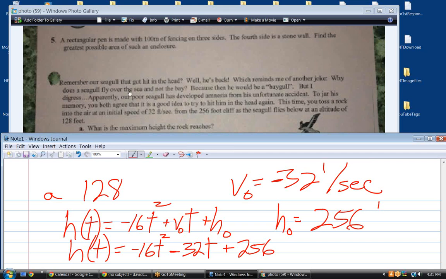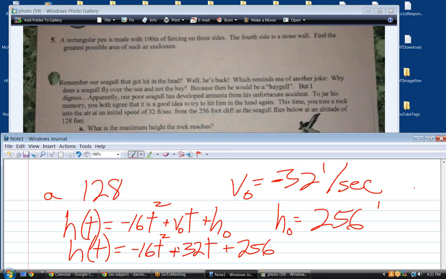Now this problem references a previous problem, right? Do you remember what the previous problem was? Were you trying to hit a seagull and throwing down, or throwing up? It says you stand atop a 260-foot cliff and throw a rock up into the air at a vertical speed of 64 feet per second. It says you throw a rock into the air. Oh, the first problem said up into the air. Okay, then it is positive 32 feet per second.